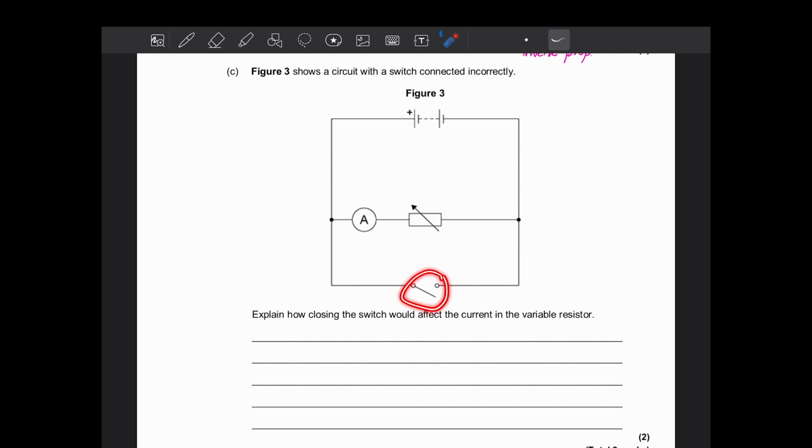So right now the switch is open. How would closing that switch affect current flowing through this upper branch? I'll give you a second to pause the video before we go through the answer.